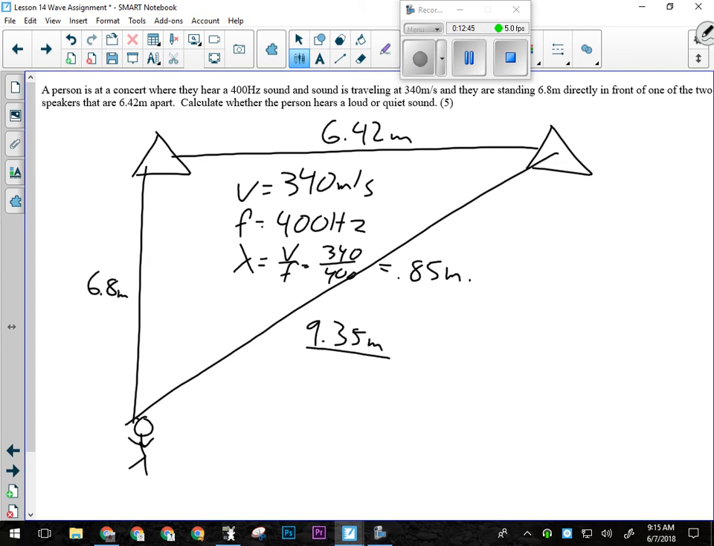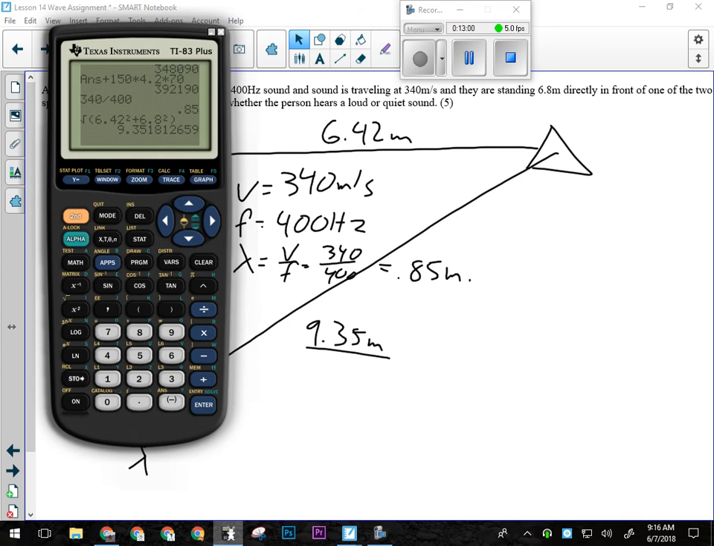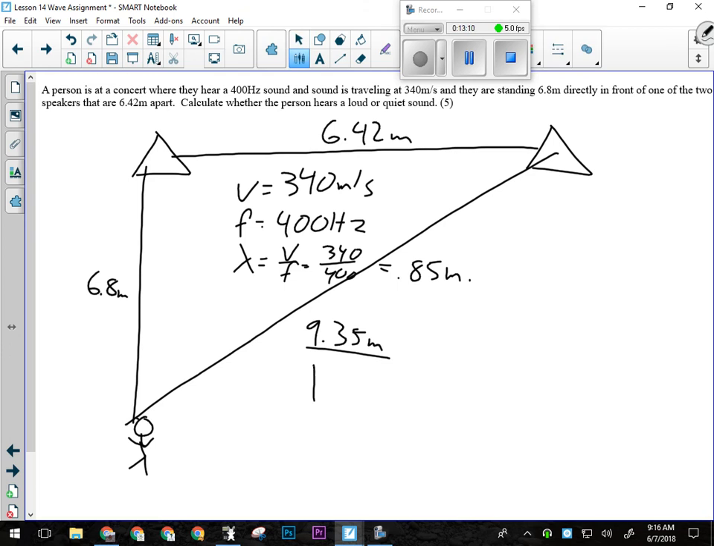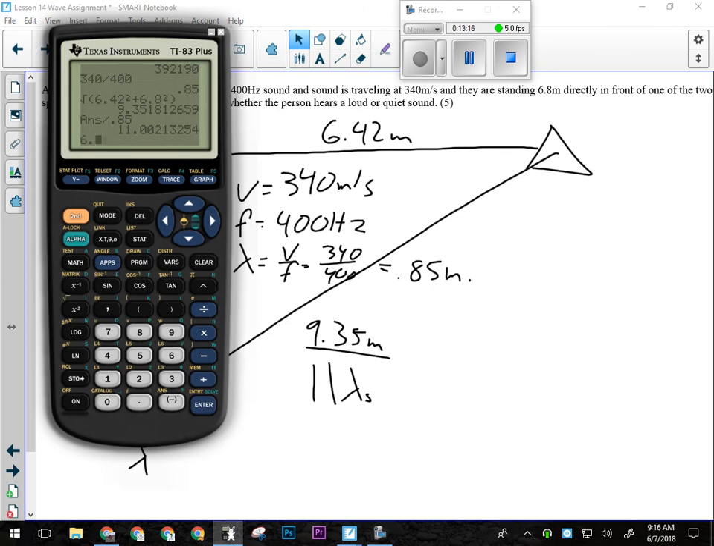Now I need to find out how many wavelengths are there in 6.8 meters, and how many wavelengths are there in 9.35 meters. Once I figure that out, then I'll know whether the person hears a loud or quiet sound. To do that, I've got to divide the two sides. So I'm going to take that number first and divide it by the wavelength, which was 0.85. So that's 11 wavelengths. There are 11 wavelengths on this side. And then I've got to do the same thing over here, 6.8 divided by 0.85. And that's exactly 8 wavelengths.